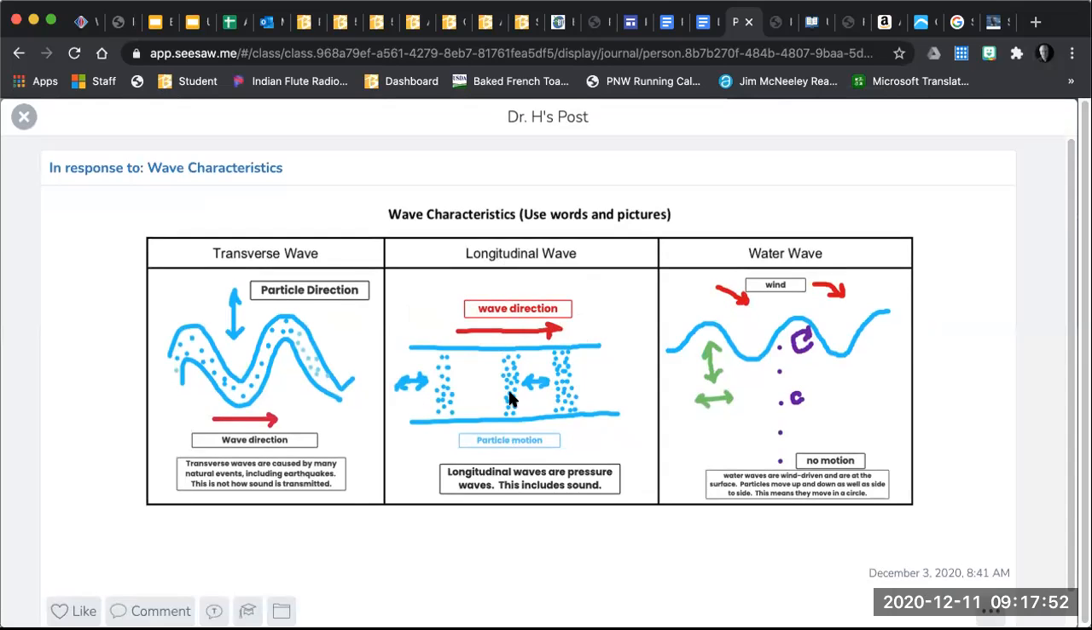So a longitudinal wave, the particles are moving back and forth in the same direction as the wave is moving. So longitudinal waves are pressure waves. So this includes sound, ultrasonics, and some things that are kind of fun to work with and to deal with. So moving in the same direction, where a transverse wave, the particles would be moving up and down while the wave was moving side to side. In this case, longitudinal, particles are moving back and forth, side to side, and the wave direction is side to side.